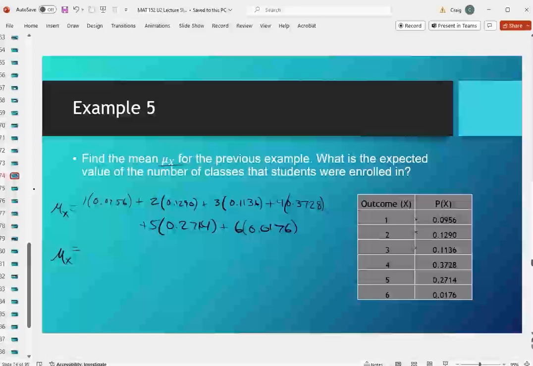And if we add all of these values together, you should get 3.6482, or about 3.65. And so, I mean, if you randomly chose a person, you'd expect their classes to be somewhere between 3 and 4, which makes sense because that's where the largest probabilities are.